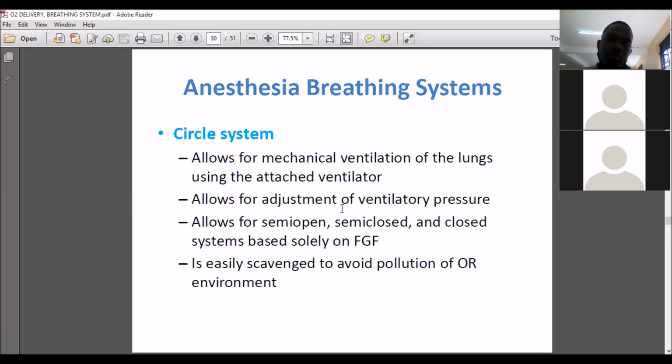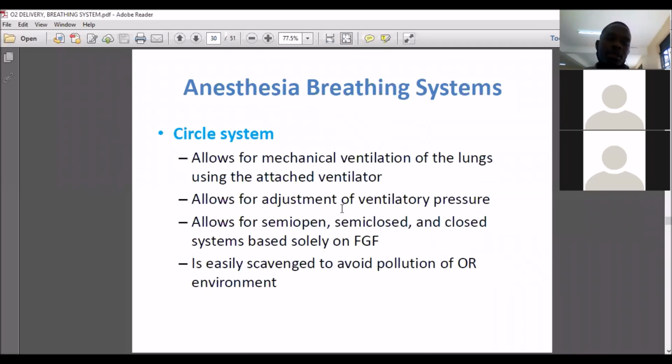The system allows for mechanical ventilation of the lungs using the attached ventilator, allows the adjustment of the ventilation pressure, and allows for semi-open, semi-closed, and closed systems based solely on the fresh gas flow. Like we said, if I close off the fresh gas flow, it is a closed system. If I allow in a little, semi-closed. If I allow in a lot of fresh gas, that becomes semi-open.